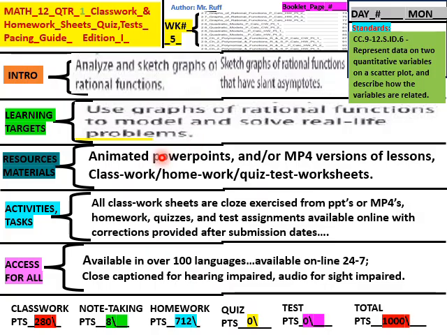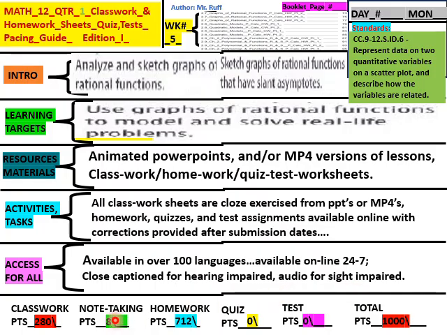And then our resource materials, animated PowerPoints, MP4 versions of lessons, classwork, homework, quiz, test, worksheets, activities and tasks. All classwork sheets are closed exercise from PowerPoints or MP4s. Homework, quizzes, and test assignments available online with corrections provided after submission dates. And then access, available in over 100 languages, available online 24/7. Closed caption for hearing impaired, audio for sight impaired.